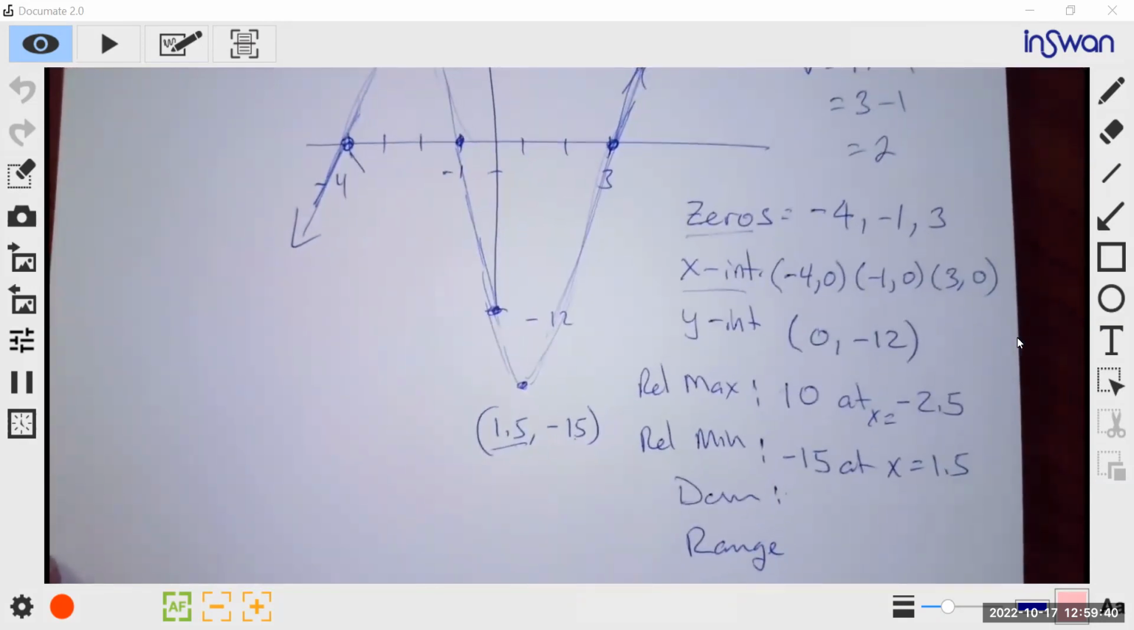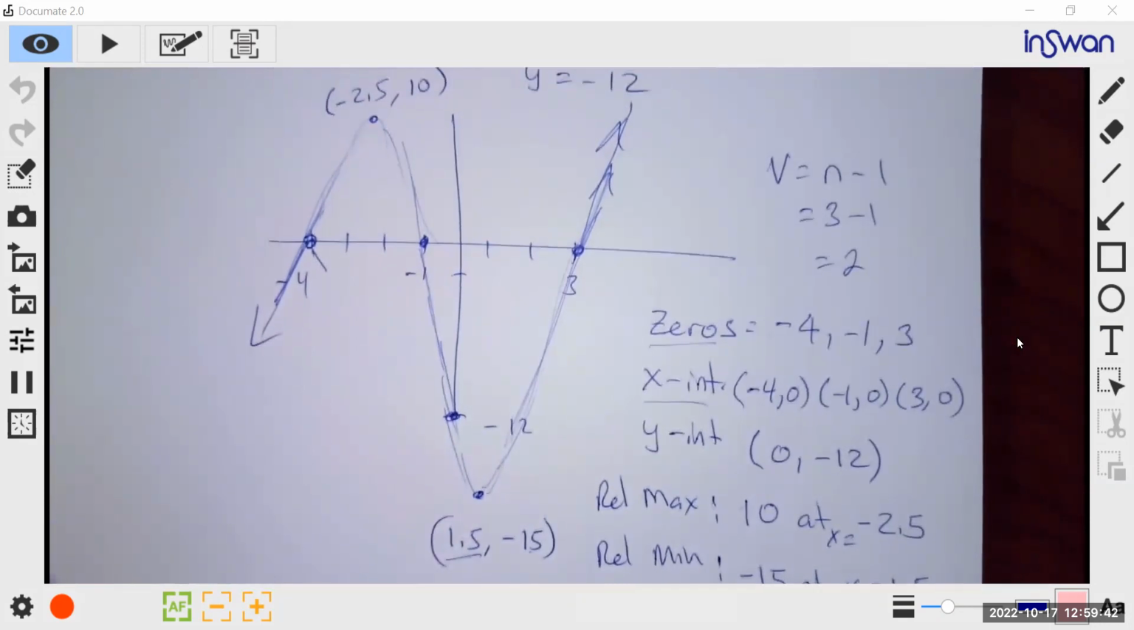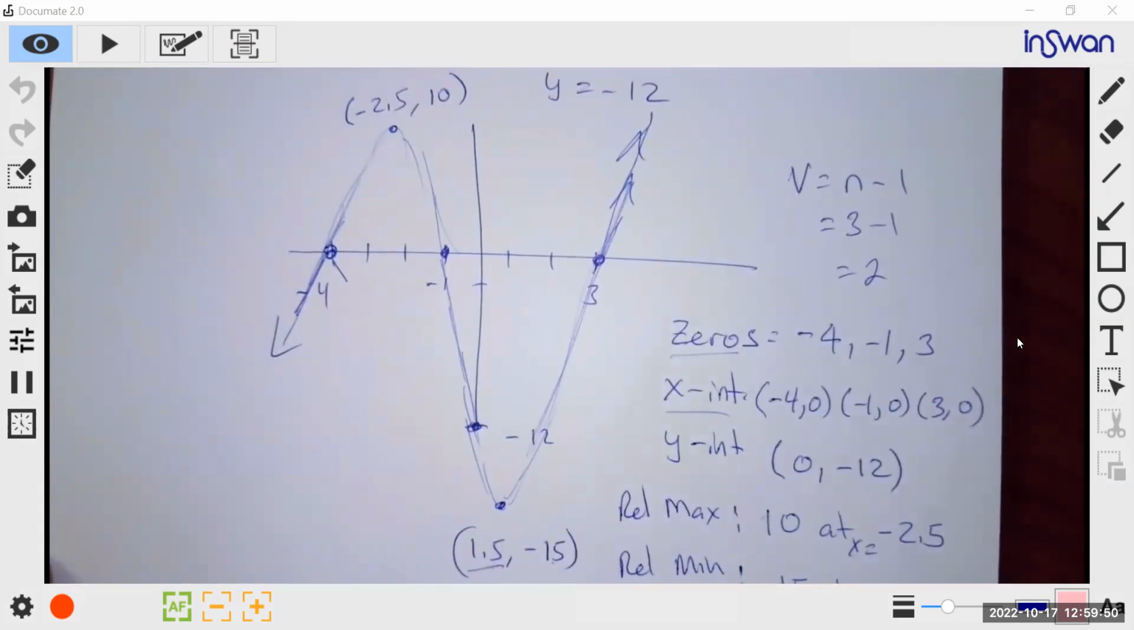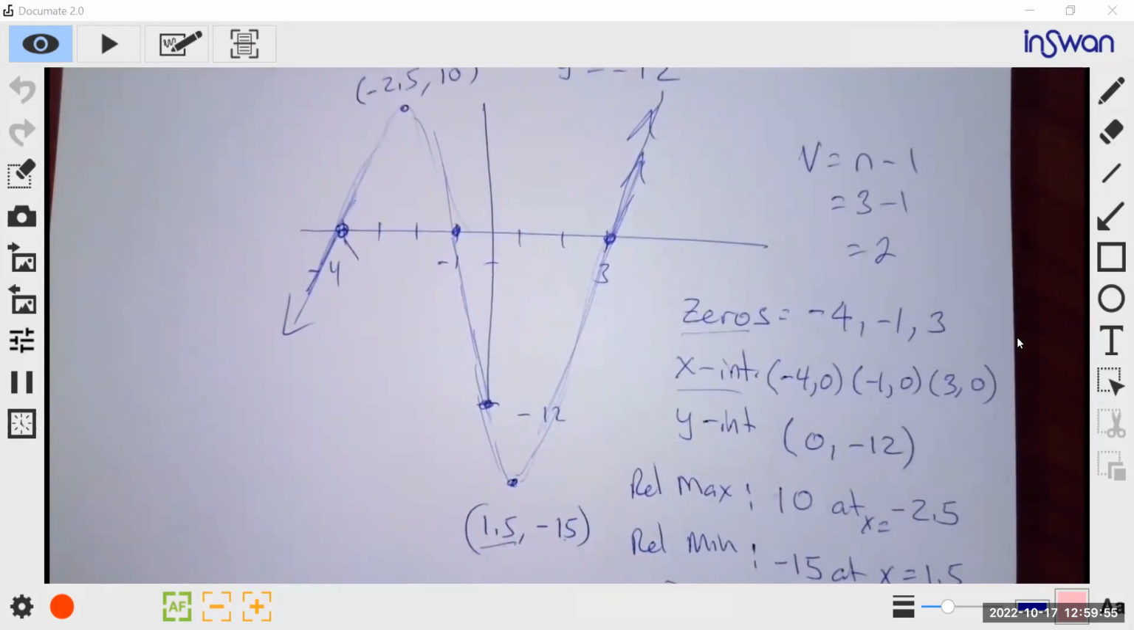What's the domain? Yep, because the graph keeps on going both directions. How about the range? Yep, because there are no stops anywhere. So far, so good. So again, we can answer all of these just by looking at it. Once we learn how to factor them, we can get more answers out of it. We can get more precise points.